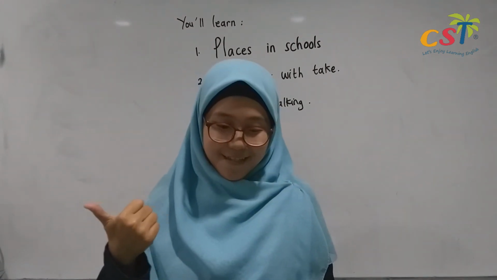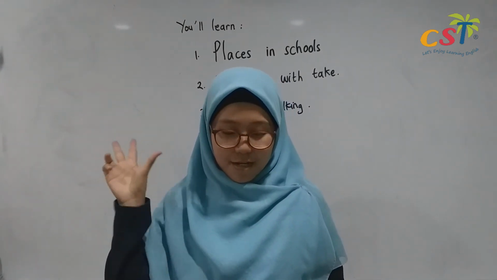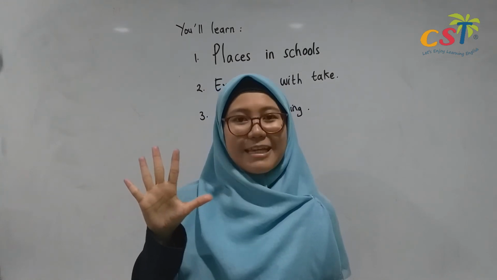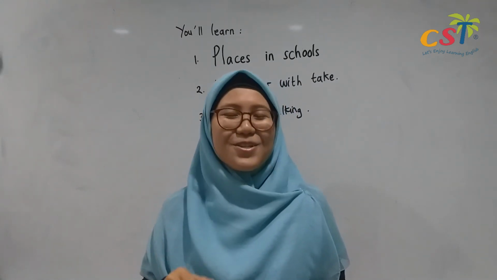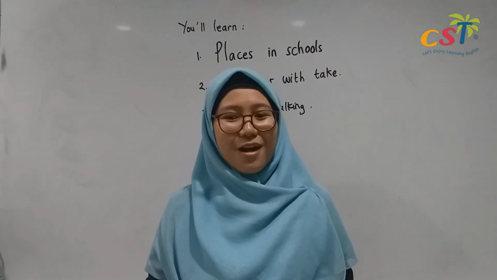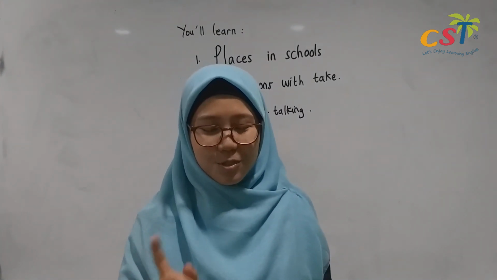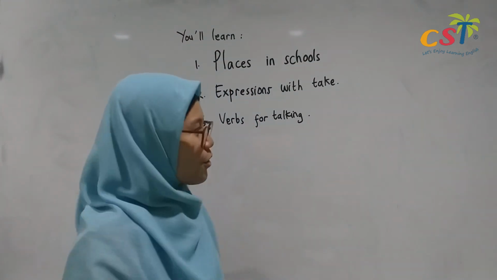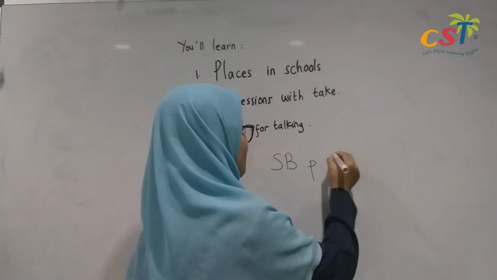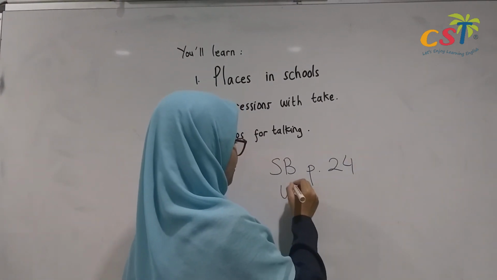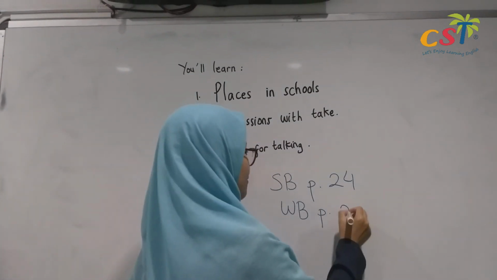So there are 7 different verbs for talking. The first one is discuss, second, argue, third, whisper, fourth, shout, fifth, interview, sixth, gossip, and the 7th one is announce. Okay, Diana, so that's it for our lesson today. After you listen to this video, I want you to do your exercise in your student's book, page 24, and then continue with the workbook on page 21.